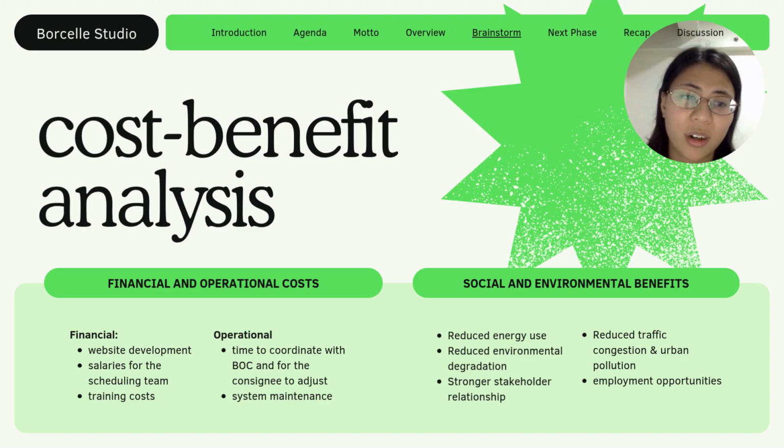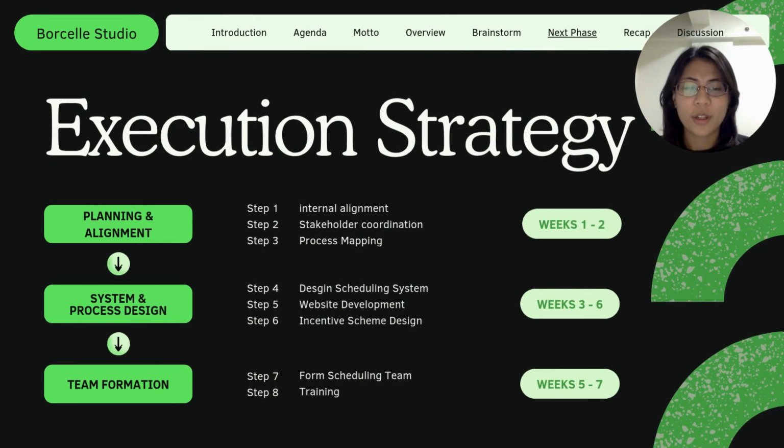While there are costs, there are also benefits. There are social and environmental benefits. Firstly, there's reduced energy use. Second is reduced environmental degradation. Third, stronger stakeholder relationships. Fourth is reduced traffic congestion and urban pollution. And fifth is employment opportunities. Okay, so now we move on to the execution strategy.